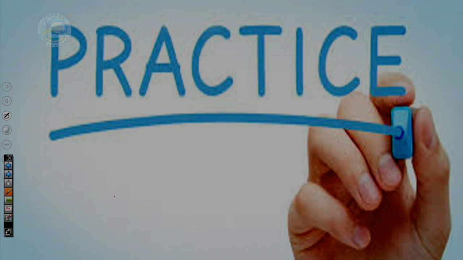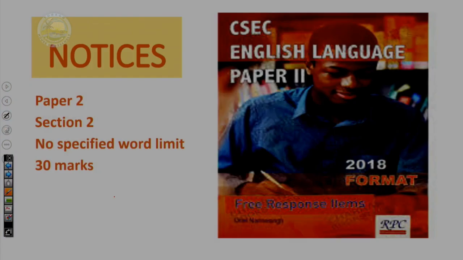If you are given a notice for your exam. If you are given a notice and you're doing paper 2. Paper 2 examples of a notice for the exam would occur in section 2, and it usually does not have a specified word limit. We don't have a specified word limit, but you want to have enough content to give you your marks. And those marks, we're looking at 30 marks.